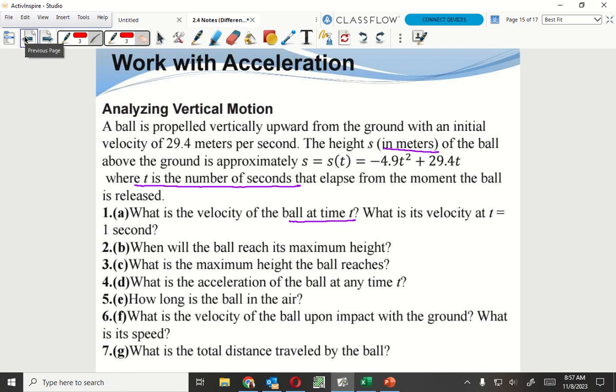Right here we have acceleration at time. How long does it take? How long is the ball in the air? So I have to think about this. Am I looking for position? Am I looking for velocity? I'm looking for time, right? But which function am I going to be using? It's going to be position.